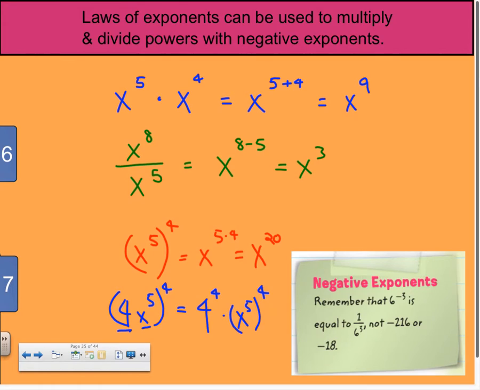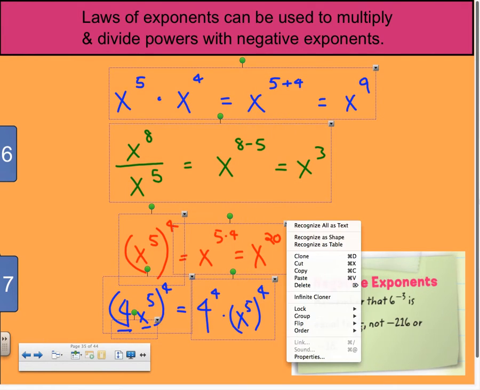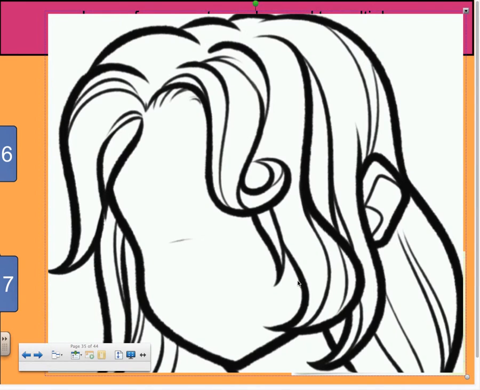And what they're telling us today is we can use these laws even if we've got negative exponents. Okay? So the negative exponents don't change it. All right?